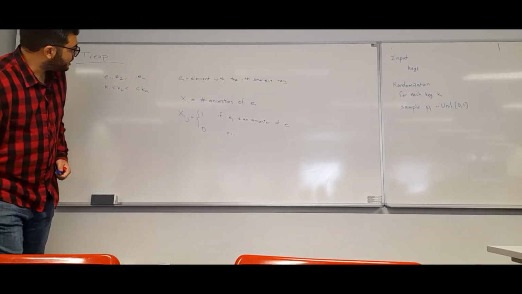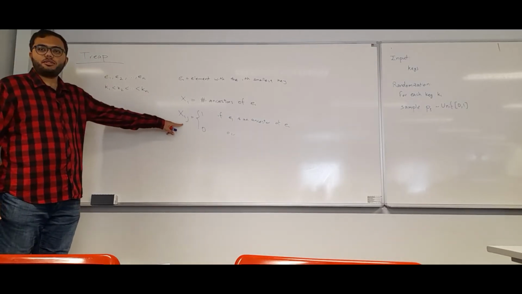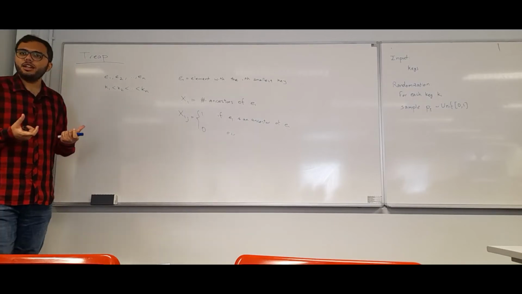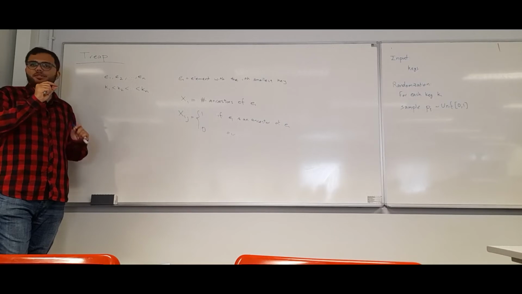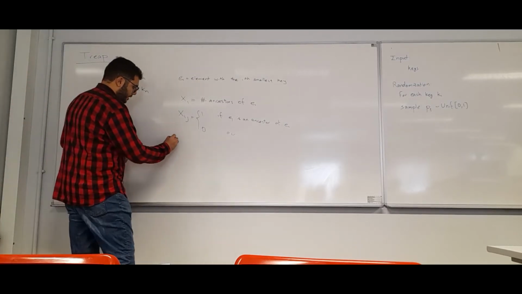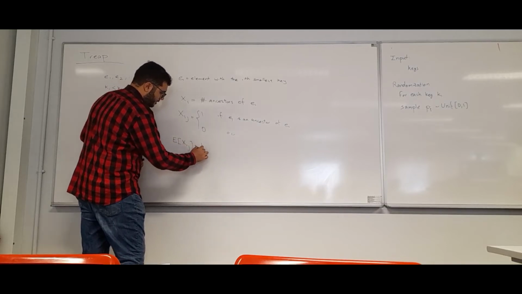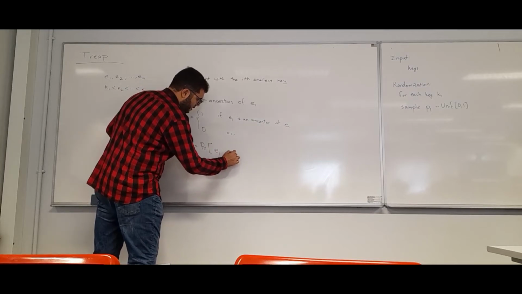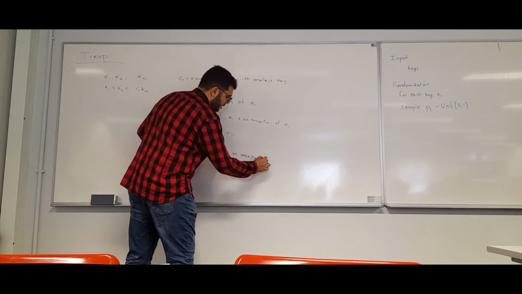Now, of course, I want the expected value of xi. So I want the expected value of every xij. So for every two elements i and j, I just want to know what is the probability that j happens to be an ancestor of i. So the expected value of xij is just the probability that ej is an ancestor of ei.